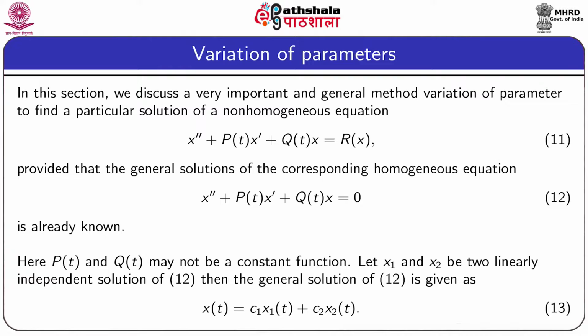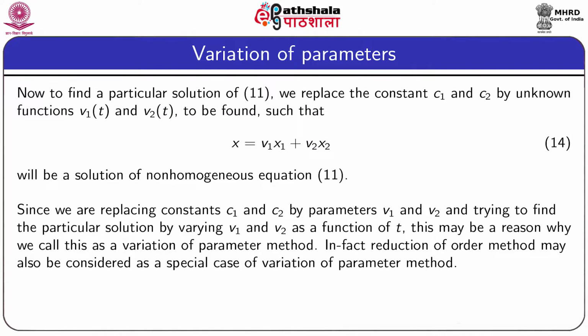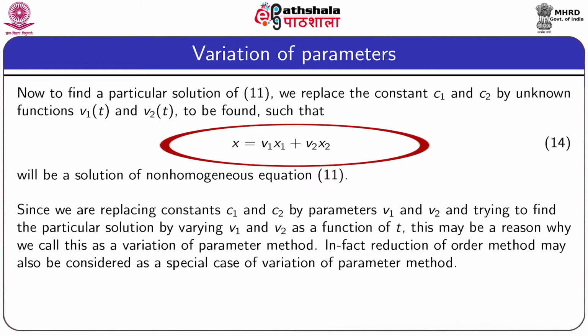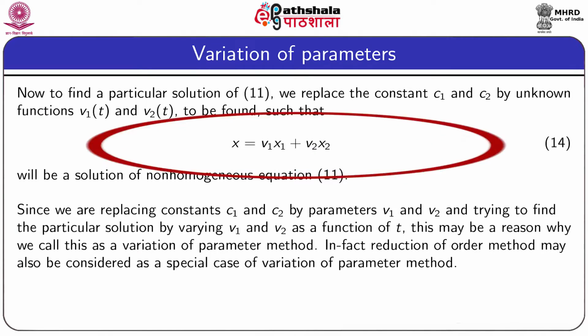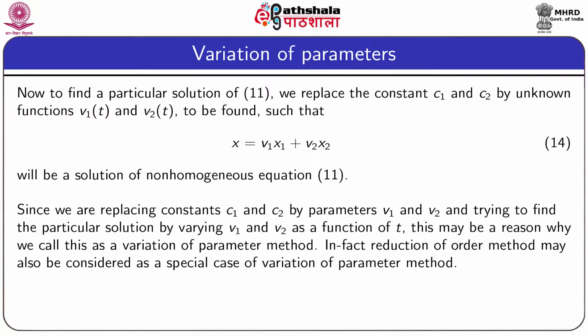Let x1 and x2 be two linearly independent solutions of 12. Then its general solution is given by xt equal to c1 x1t plus c2 x2t, where c1 and c2 are arbitrary constants. Now, to find a particular solution of 11, we will replace the constants c1 and c2 by unknown functions v1t and v2t, such that x equal to v1 x1 plus v2 x2 will be a solution of the equation 11.